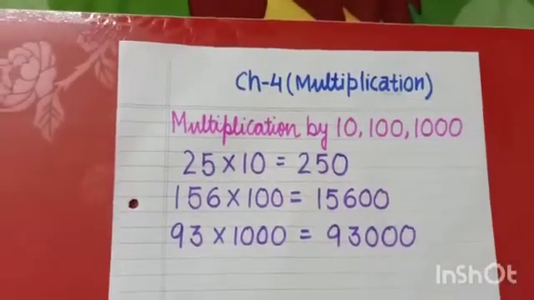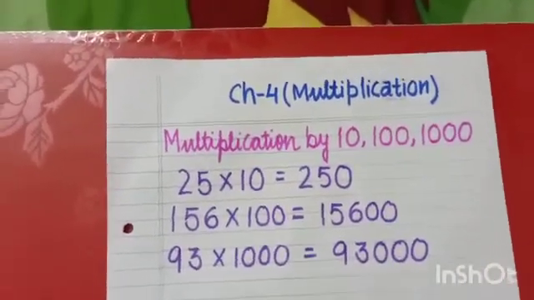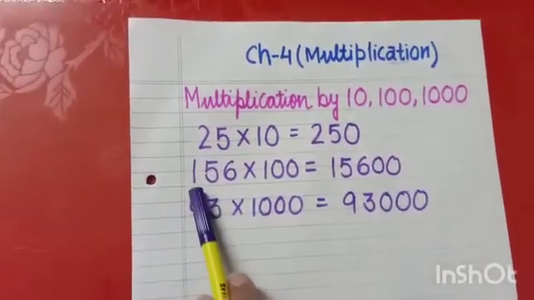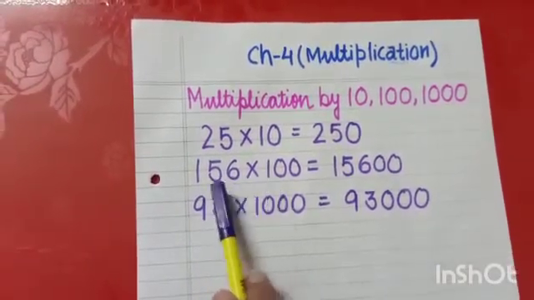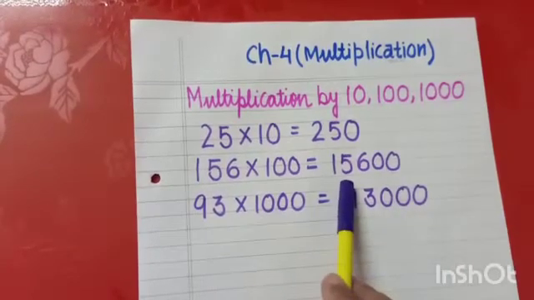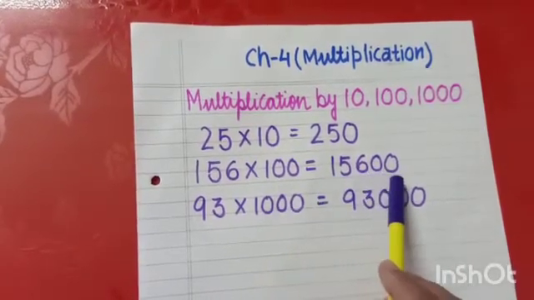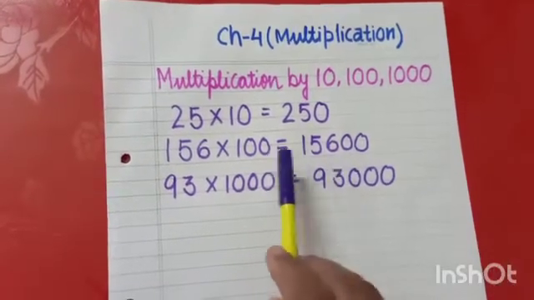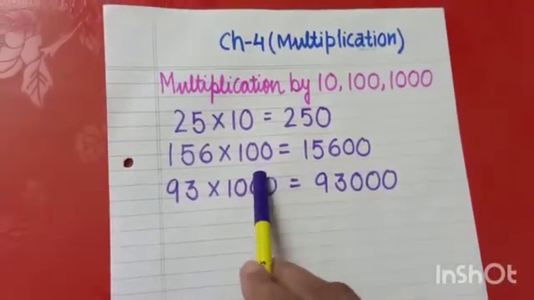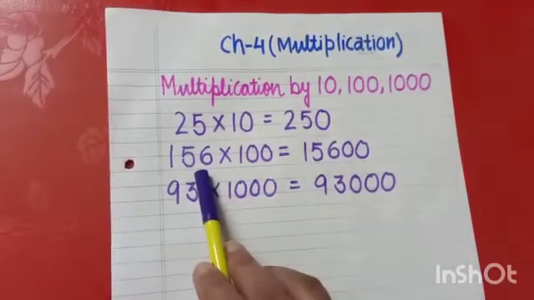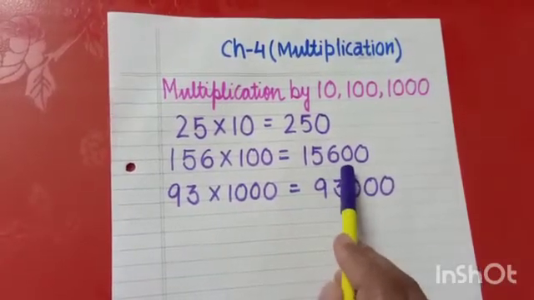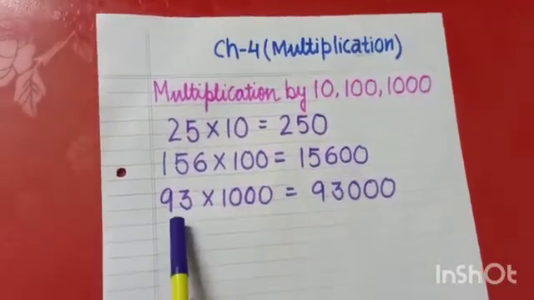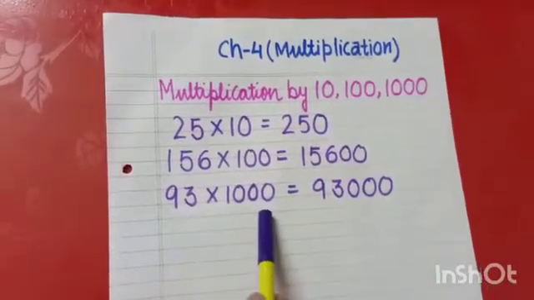And the next one is when we multiply 156 with 100, the same as it is, we will multiply 156 with 1, 156 ones are 156 and 2 zeros will be added in the end. It means the product has become 100 times more than this number by adding 0 at its ones and tens place. And the next question, 93 into 1000.